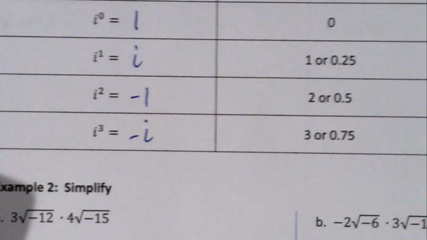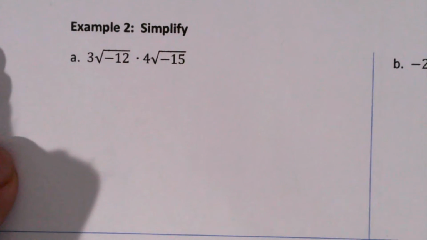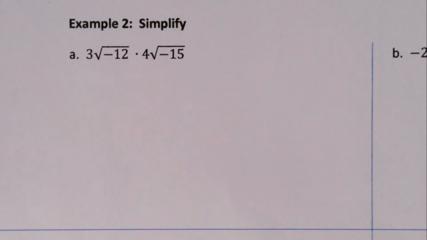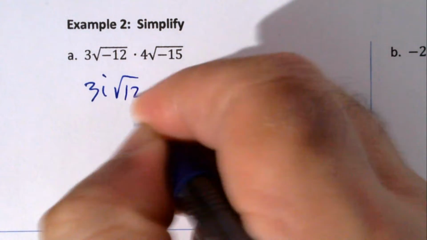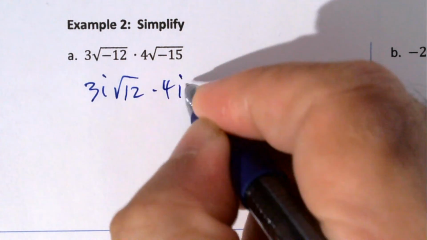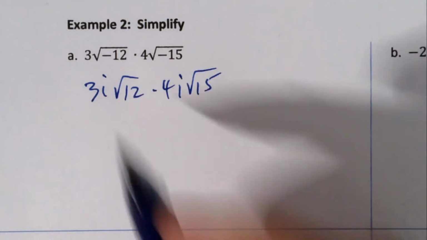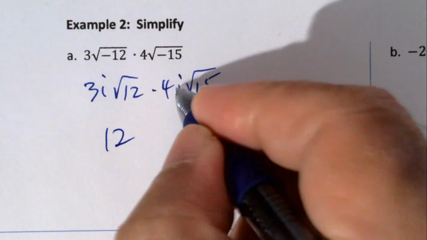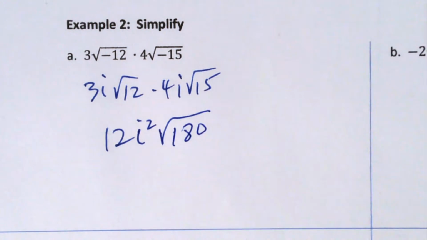So we're going to do some examples that kind of lead up to it. The regular problems where we have to take the square root, and remember, you must deal with the negative signs first. You cannot multiply first. So this becomes 3i root 12 times 4i root 15. Multiply it out: 3 times 4 is 12, i times i is i squared, and 12 times 15 is 180.